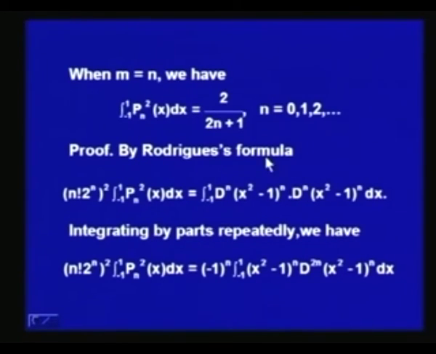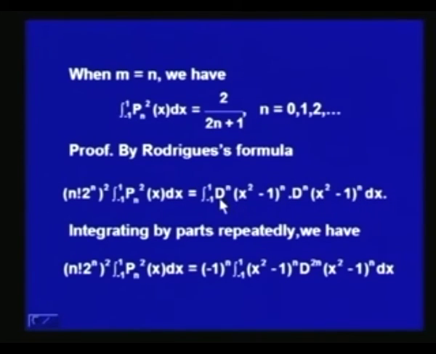By Rodrigues' formula, we know that 2 to the power n into n factorial Pn(x) is equal to the nth derivative of (x square minus 1) to the power n. So, making use of that, (n factorial into 2 to the power n) whole square times the integral over minus 1 to 1 of Pn square x dx is equal to the integral from minus 1 to 1 of dn (x square minus 1)^n into dn (x square minus 1)^n dx.